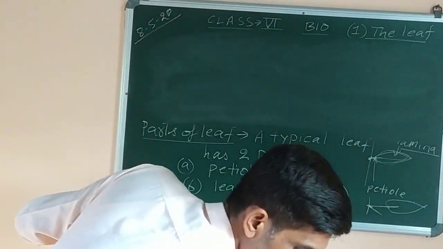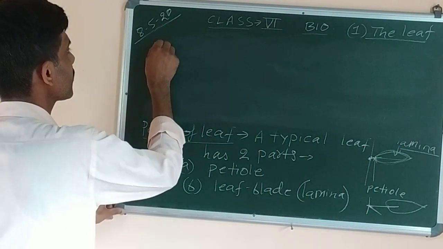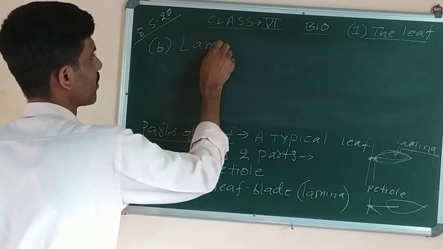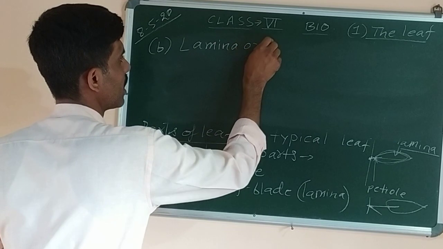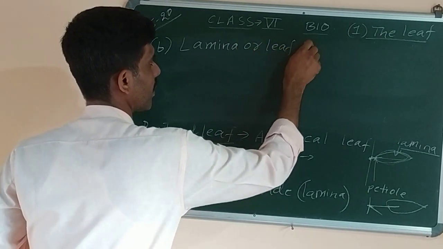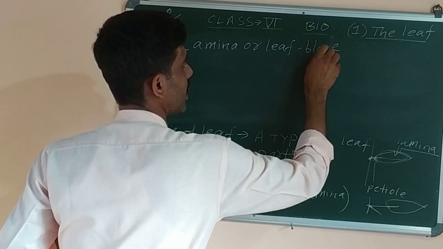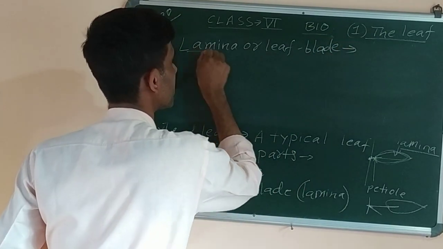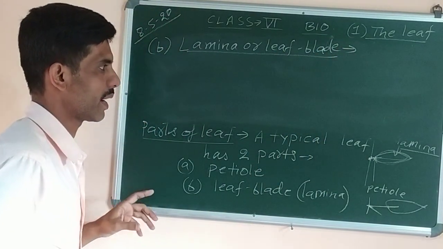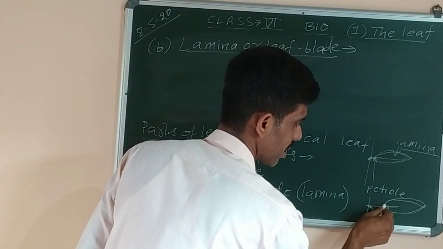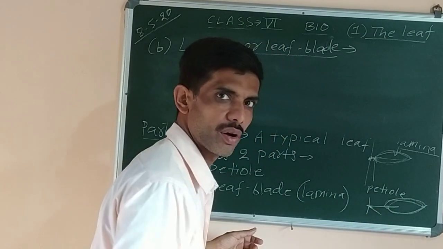Okay, lamina or leaf blade. Number 2 or number B is written, no? B. Lamina or leaf blade. Okay, leaf blade. Now what is lamina or leaf blade? This entire green flat part of the leaf, this is called lamina. Entire part from here to here, all.